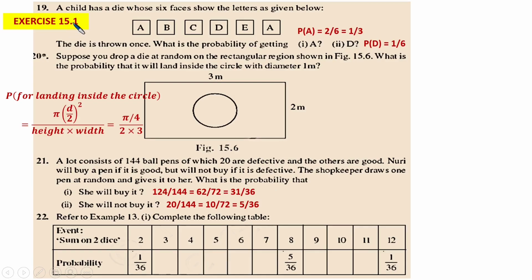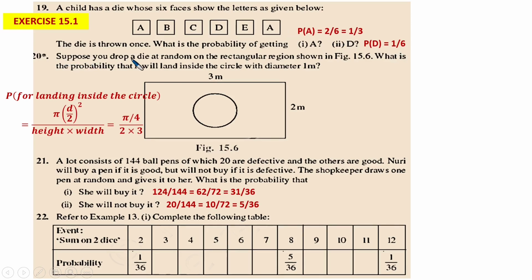So from exercise 15.1, this is exercise number 19. A child has a die whose 6 faces show the letters as given below. So a die, each face has some letter. So one face has A, B, C, another face D, another face has E, and another face again has A. So what is the probability of getting A? It is asking, the die is thrown once. What is the probability of getting A? A will be 2 by 6, that is 1 by 3, and probability of getting face D is 1 by 6. There are 6 outcomes, so it will be 1 by 6.